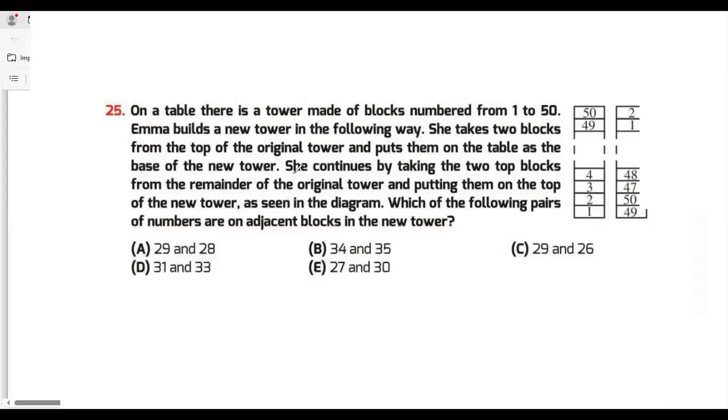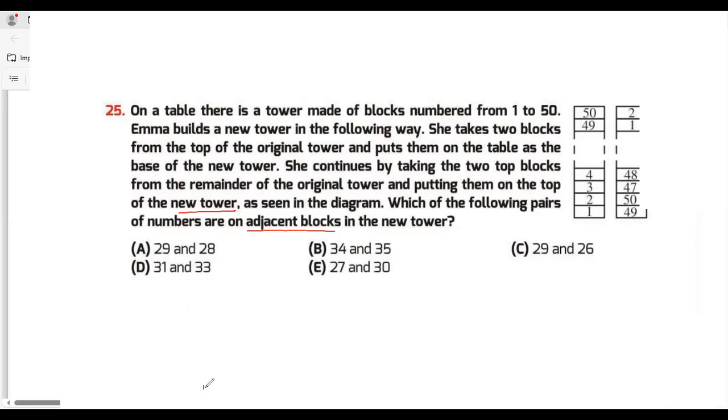Question 25. On a table, there is a tower made of blocks numbered 1 to 20. So these are the tower made from 1 to 20. Emma builds a new tower in the following way. She takes 2 blocks from the top of the original tower and puts them on the table as the base of the new tower. She continues by taking the top 2 blocks from the remainder of the original tower and putting them on the top of the new tower as seen in the diagram. Which of the following pairs of numbers are on adjacent blocks, meaning next to each other in the new tower? So basically this was the original tower. The new tower will go like this.